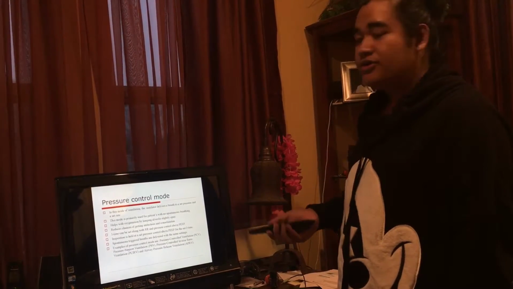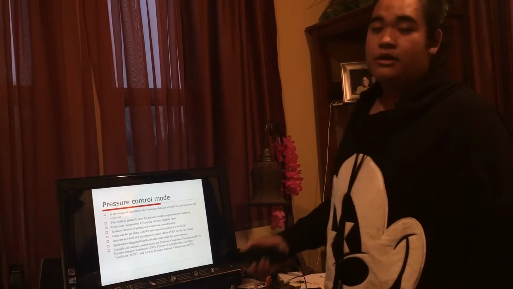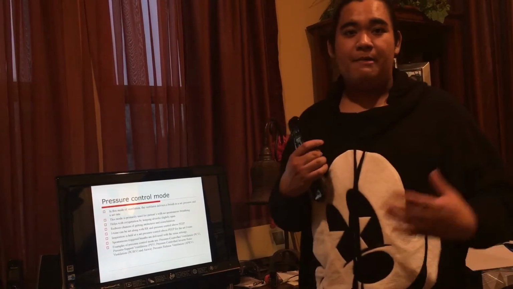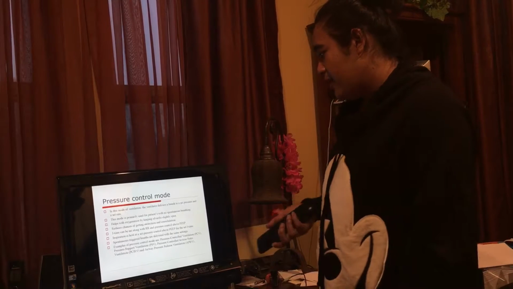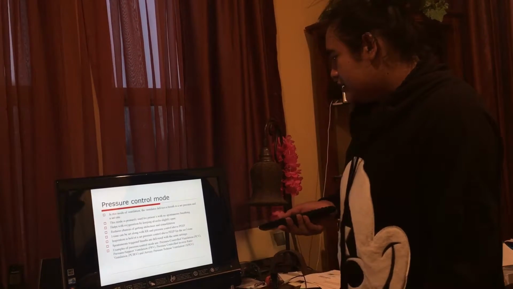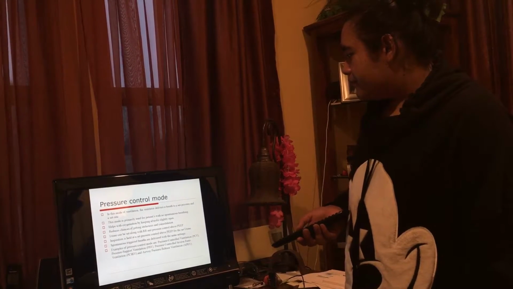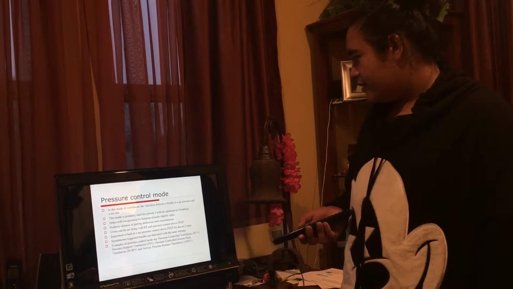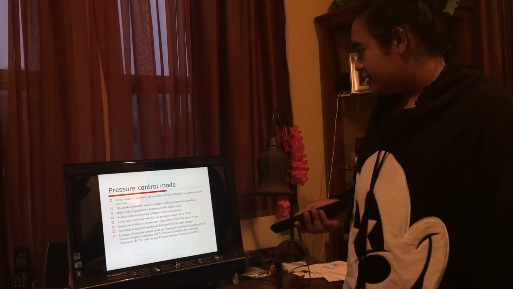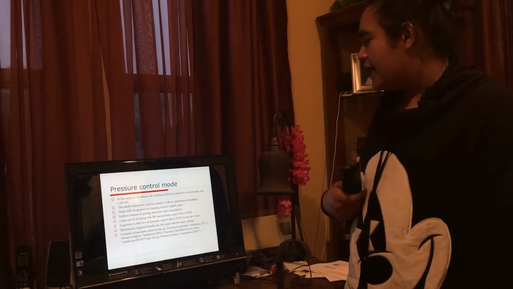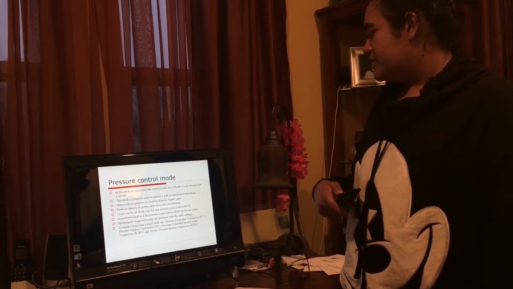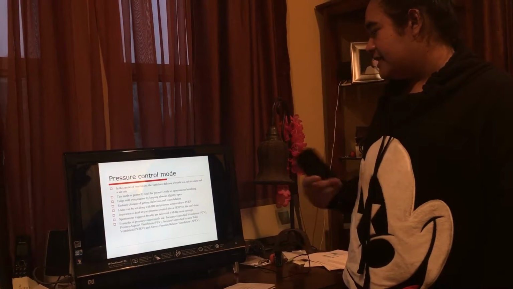Now, in this control mode, we can also set the I time, and then of course the respiratory rate, and then the pressure. So I time can be controlled in this part. So, let's see, inspiration is held at a set pressure. We've talked about that. Spontaneous triggered breaths are delivered with the same settings.